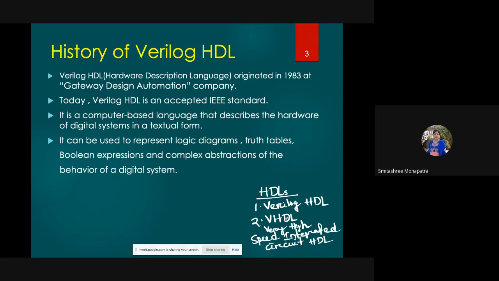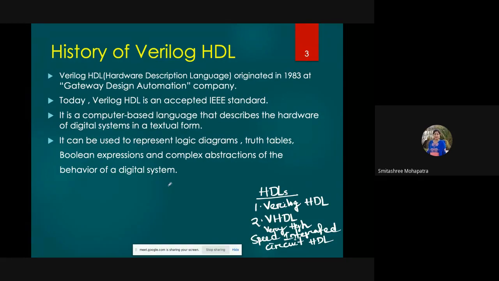From the student point of view, for BTech students, we generally prefer Verilog HDL because it is a little easier to learn compared to VHDL, and the syntax is a little similar to the C programming language. Some companies use Verilog HDL, some use VHDL. Nowadays there is also SystemVerilog, another language that has come into the market. But in your syllabus, it is Verilog HDL.